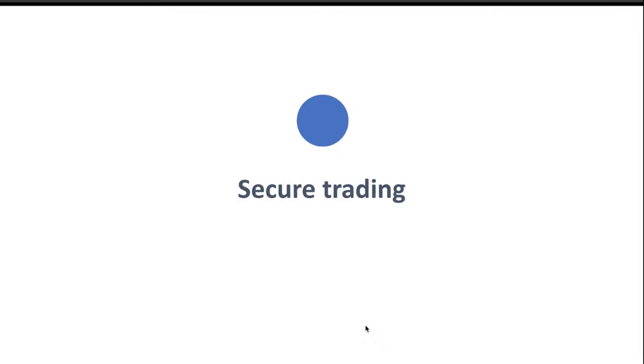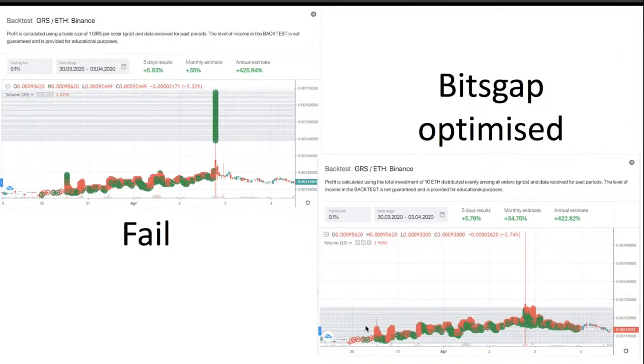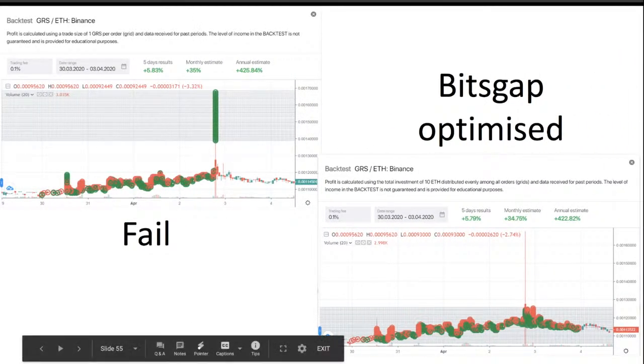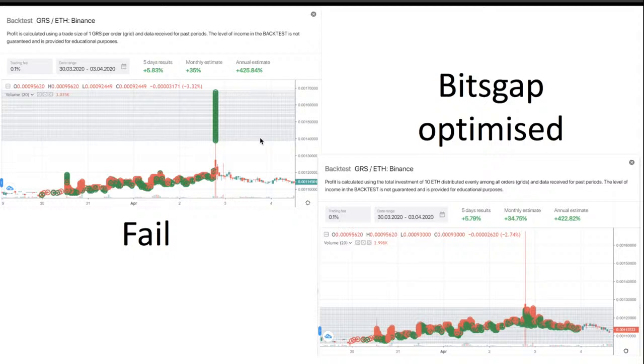And here are some of the instruments that we have implemented to secure your trading. The first one you have already seen, and it was the negative value change, which is offset by the bot profit. But here is another feature that we have: pump and dump optimization. Simply, we avoid them.